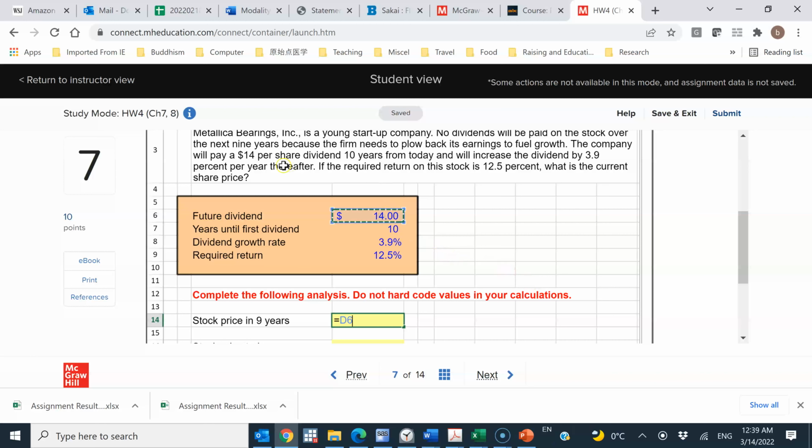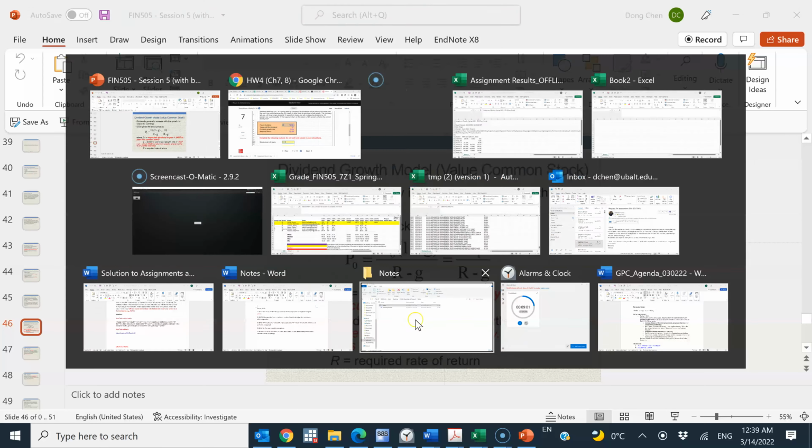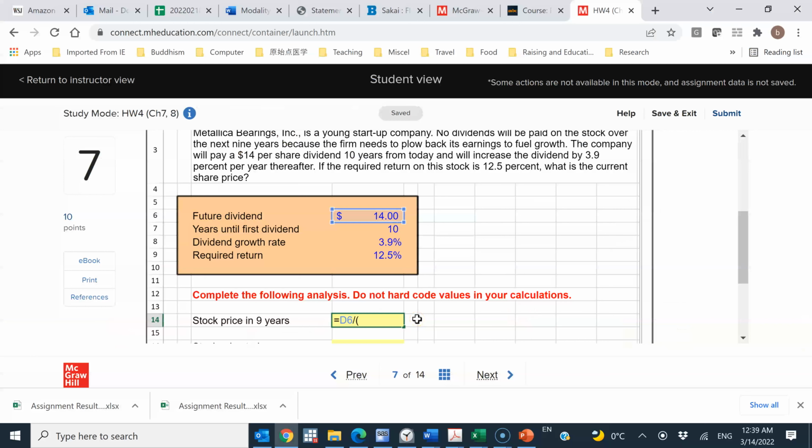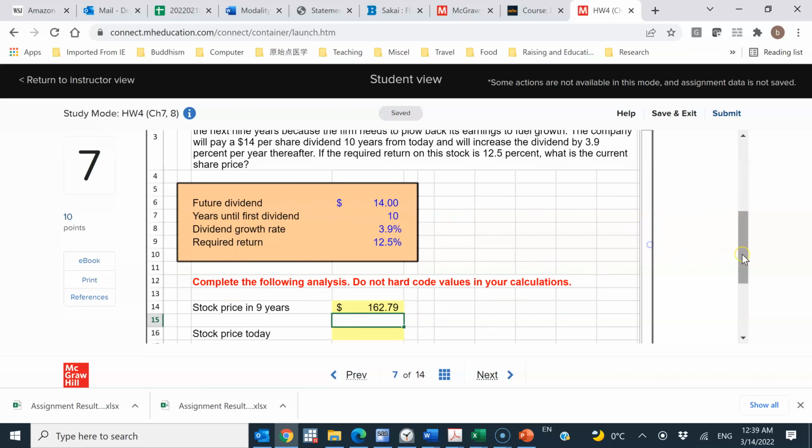which is the $14 that will be paid 10 years from today. So relative to year 9, that will be the D1 in this model. So this will be divided by the required rate of return minus the dividend growth rate. All right, so that's going to be the stock price in 9 years.